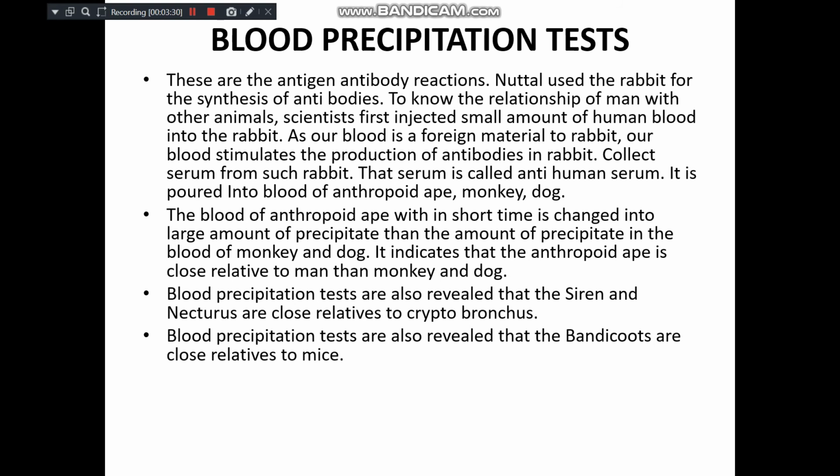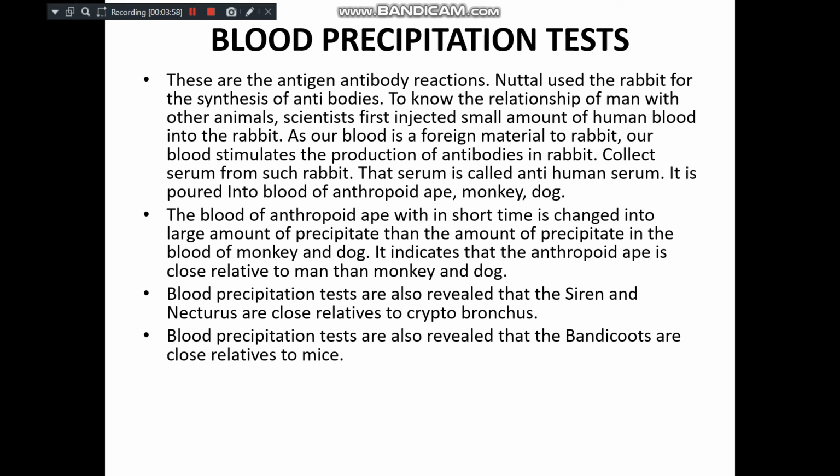So, like that, there is the blood precipitation test, which is the antigen-antibody reaction. One particular scientist named Nuttall used rabbit for the synthesis of antibodies in order to find the relationship between man and other animals. What he did was inject a small amount of human blood into a rabbit.